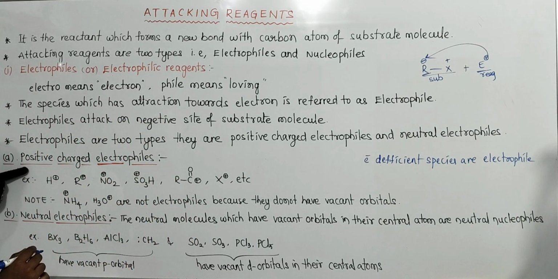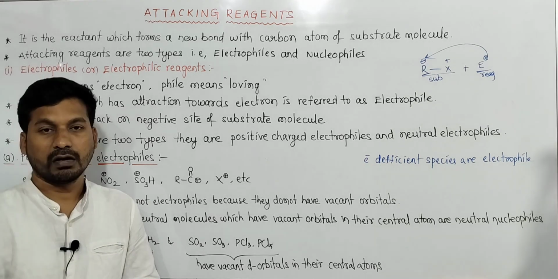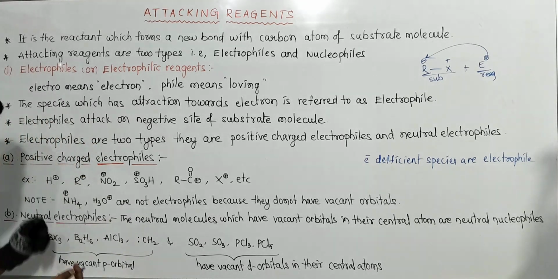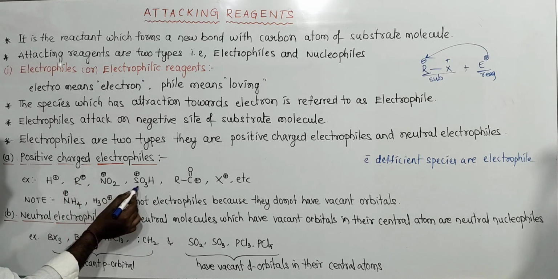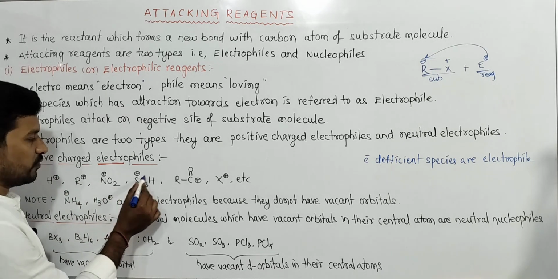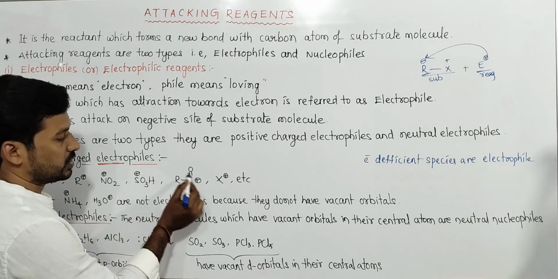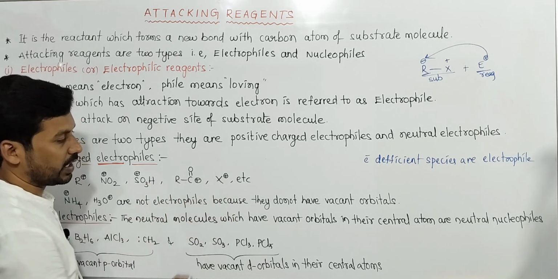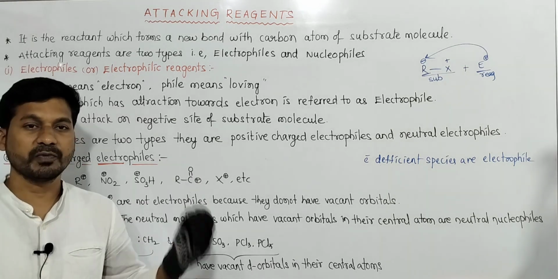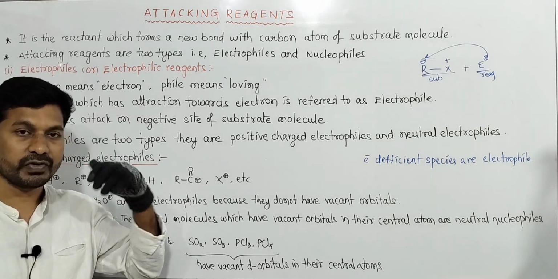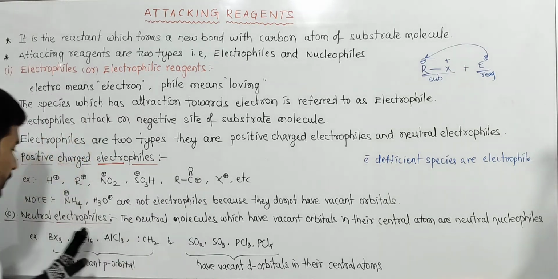So electrophiles are of two types: positive charged electrophiles and neutral electrophiles. What is a positive charged electrophile? H plus ion, R plus ion, an alkyl group with positive charge, nitro group with positive charge, sulfonic group with positive charge, acyl group with positive charge, and halogen with positive charge. All these species carry positive charge and are electron deficient. They are seeking electrons.